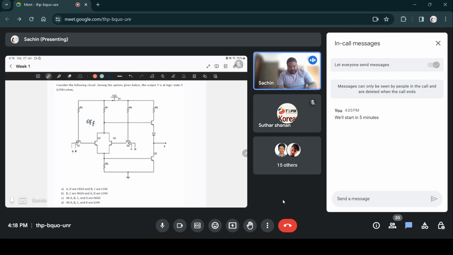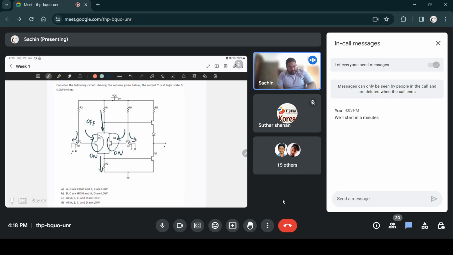Let's say all these inputs, A, B, C and D, are all high. Then current can't flow through the base emitter junction here, it's off. So current can't flow through here also, that's also off. That would mean that most of the current would flow through these two paths. So there's a base current flowing here, high enough to turn on both the transistors Q3 and Q4. So both of these will be on, they'll go into saturation and current can easily flow through this path.